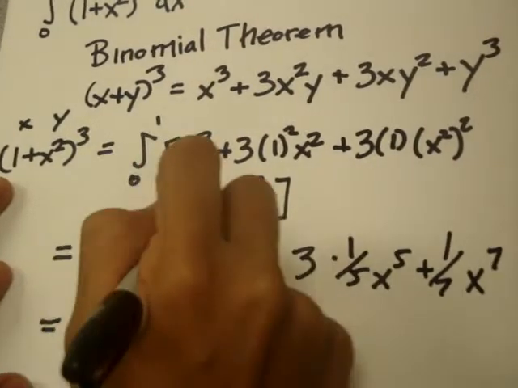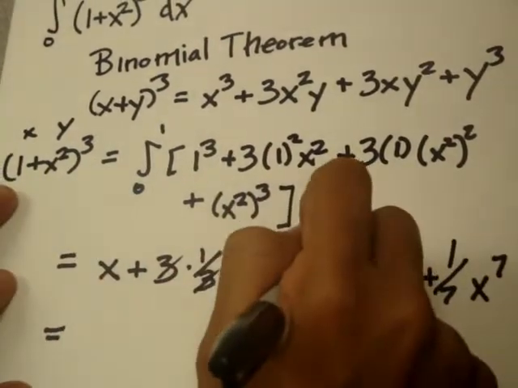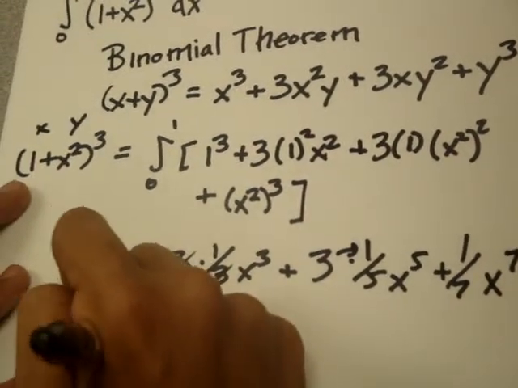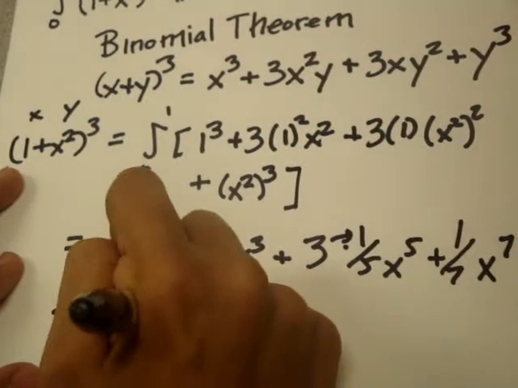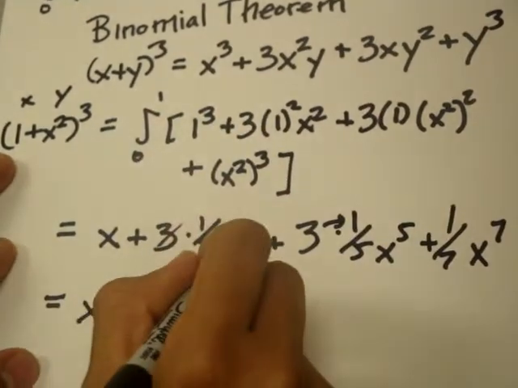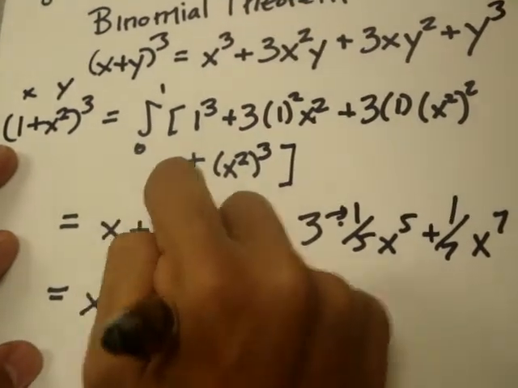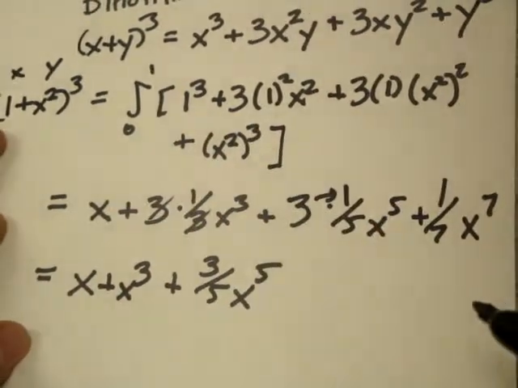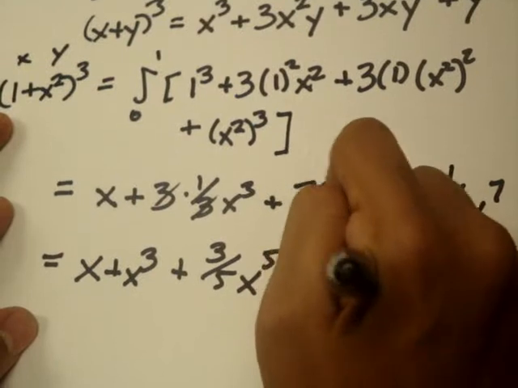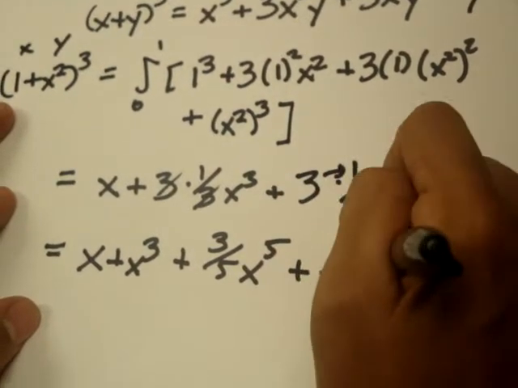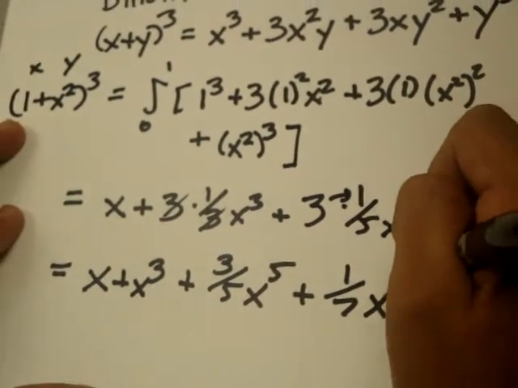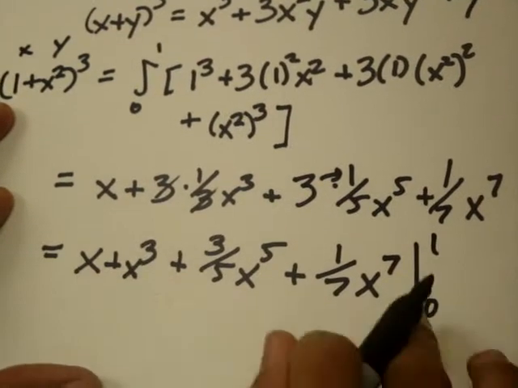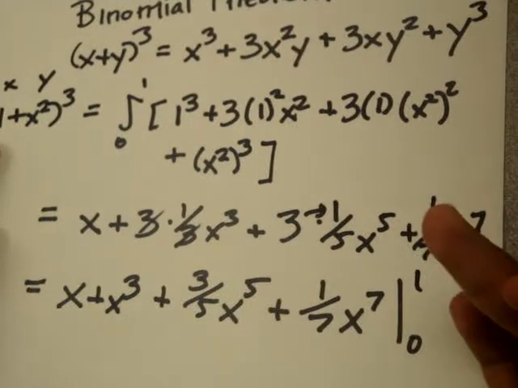You just simplify, you see these 3's cancel, and this just moves to the top of this fraction. So that's x plus x cubed. Since those 3's cancel, all you're left with is the x cubed, plus 3/5 x to the fifth. And the 1/7, nothing happens to that, so you just bring it on down, and you evaluate this from 0 to 1.